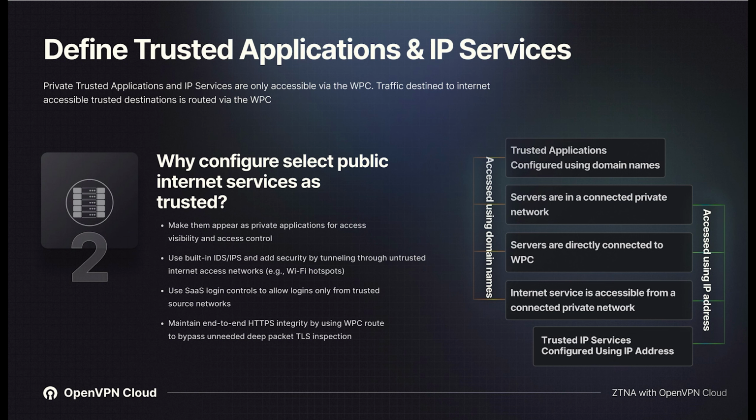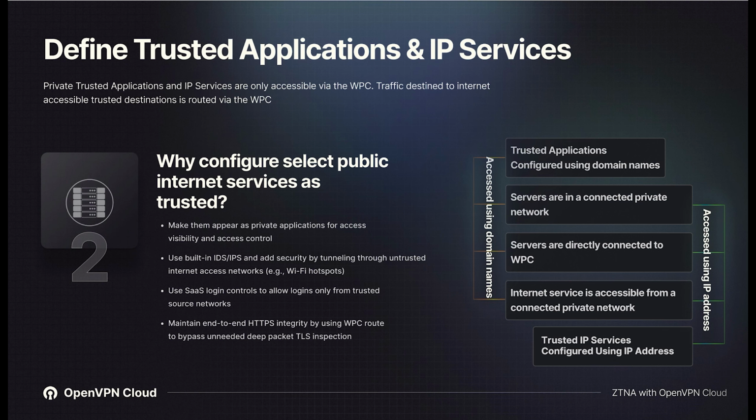What applications mean in the context of OpenVPN Cloud is basically any resource that can be configured using domain names. So even if you choose to expose only one or two applications using domain names, you configure it in the applications part of the admin portal. And obviously you have to choose the protocols and the ports, which can act as a firewall. As soon as you configure an application, it becomes a trusted application, and all traffic will be directed through WPC in order to access that resource.